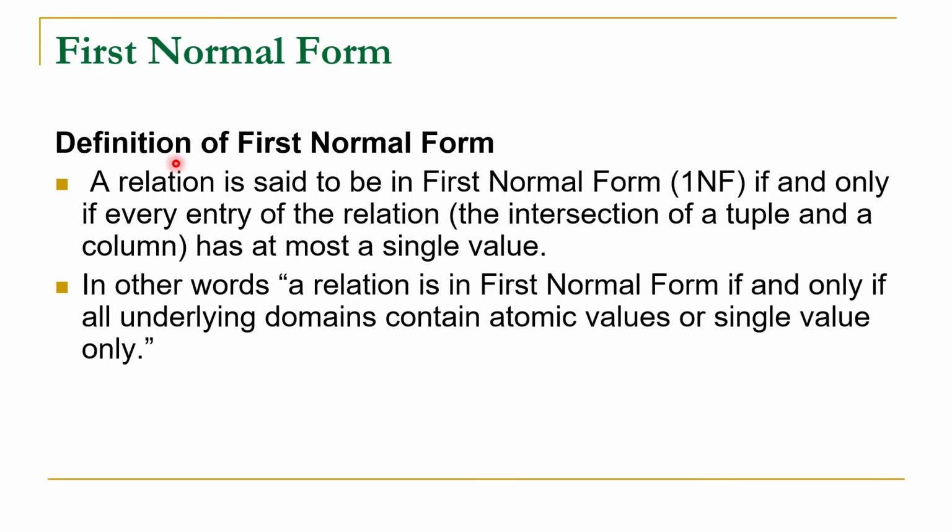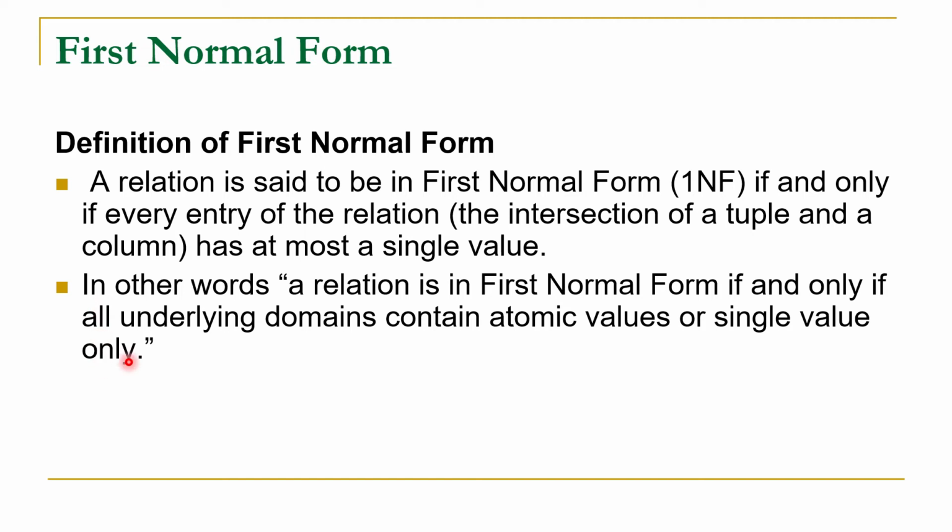Let us first understand the definition of first normal form. A relation is said to be in first normal form if and only if every entry of the relation, where by entry we mean the intersection of a row and a column, has at most a single value. In simple words, for the intersection of a row and a column, we should have at most a single value.